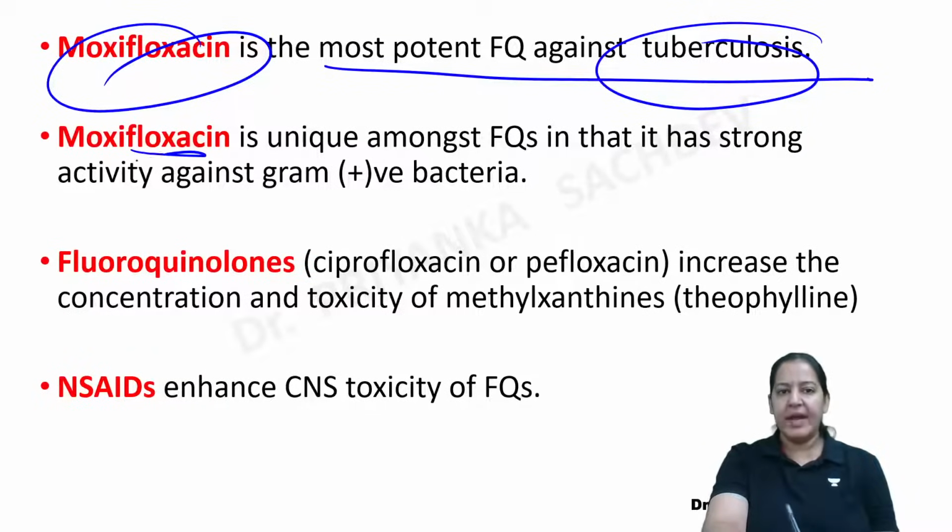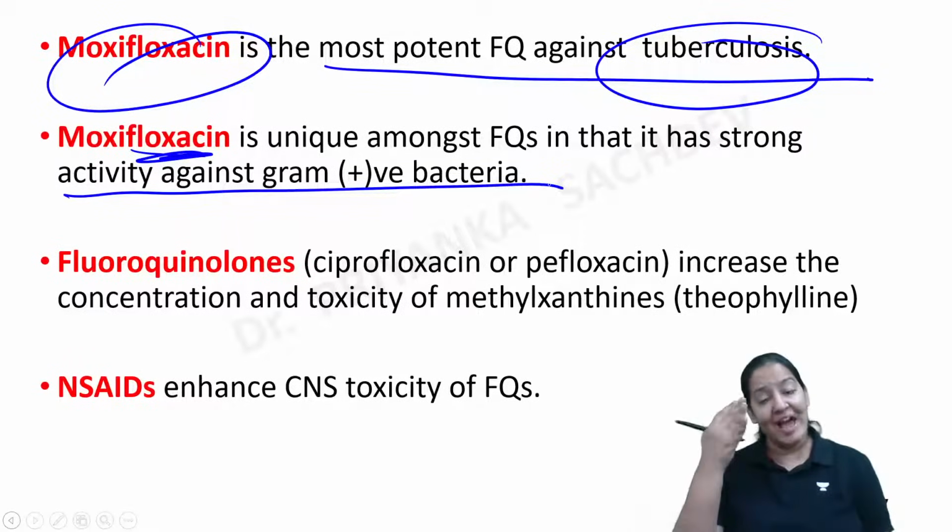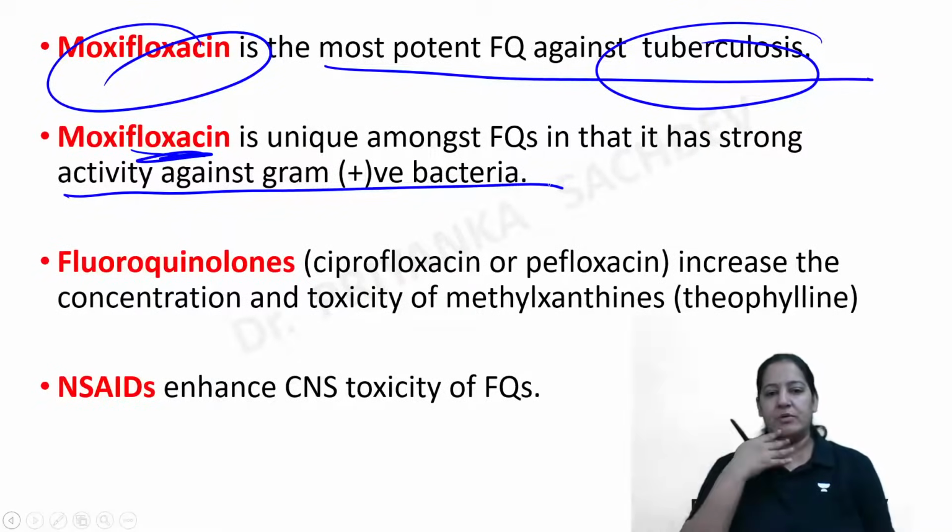Moxiflox is unique in that it has strong activity against gram-positive bacteria as compared to gram-negative. All others have more activity against gram-negative as compared to gram-positive. But Moxiflox is unique in having strong activity for positive as compared to negative, right?